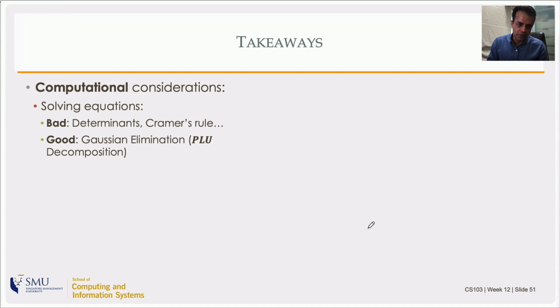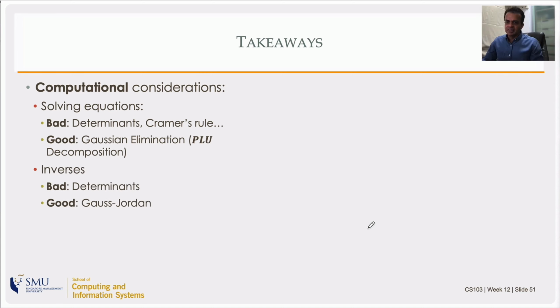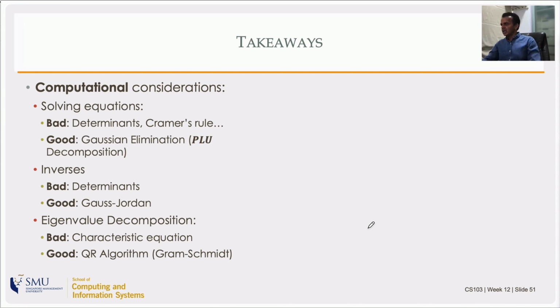Summarizing all the algorithms that we've seen so far in this course, if you want to solve equations, a really bad idea would be to go the route of determinants or Cramer's rule. A much better way would be to do any kind of row elimination, Gaussian elimination. If you want to find inverses, again, determinants would be really bad. Do Gauss-Jordan. If you want to do eigenvalue decomposition, a bad idea would be to take the characteristic polynomial and then run some kind of iterative solution to find the roots, or do something more imaginative like the QR algorithm.